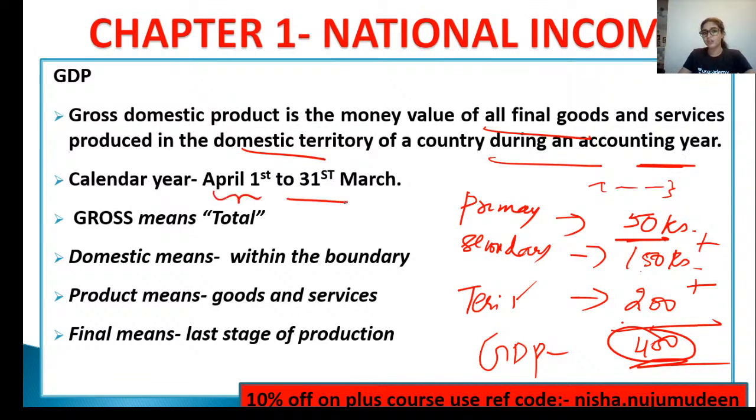Clear? And now there is something called final and intermediate goods. For example, the packaged food items that you get in your hands are called final products. Intermediate means semi-finished goods, goods which are yet to be finished. They are semi-processed. Clear? But GDP takes into consideration only the final goods, and services.